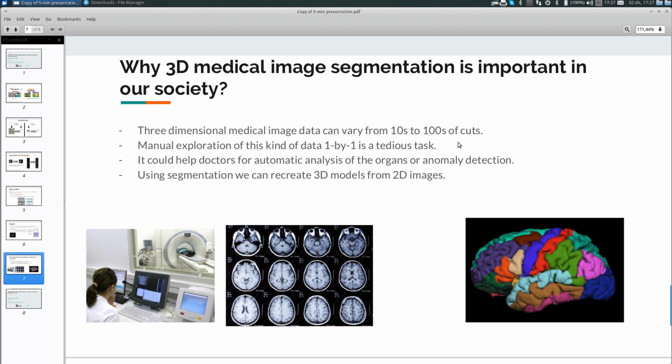Also, using the resulting segmentation can help doctors recreate 3D models for easy exploration and manipulation of these images. For example, on the image on the right, we can see a recreated 3D volume of the different parts of the brain already segmented.